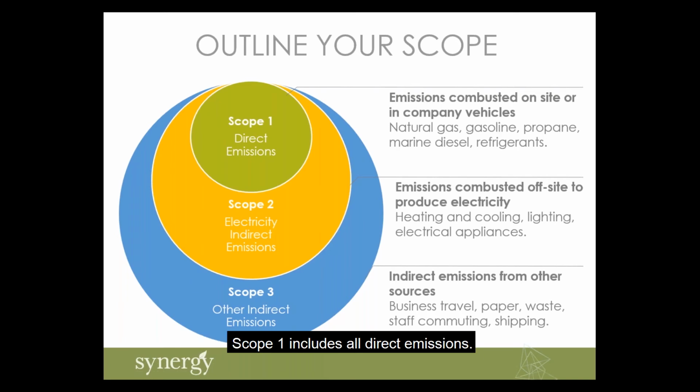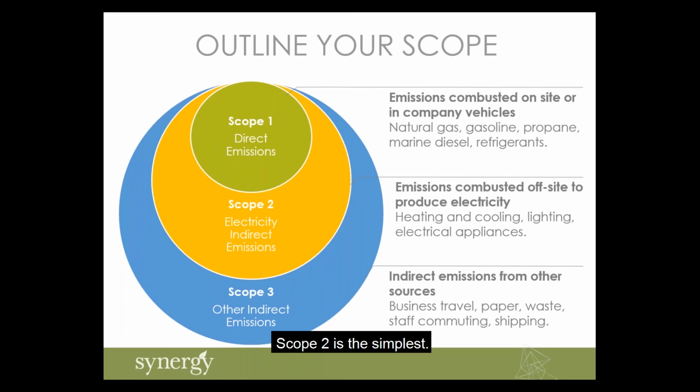Scope 1 includes all direct emissions. For tourism, these are generally the emissions combusted on site or in company vehicles, and would include things like natural gas, refrigerants, diesel, and propane. Make sure to consider funny things like barbecues or forklifts that may be powered by propane. These are easy to miss.